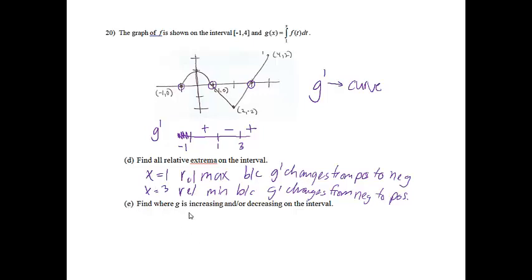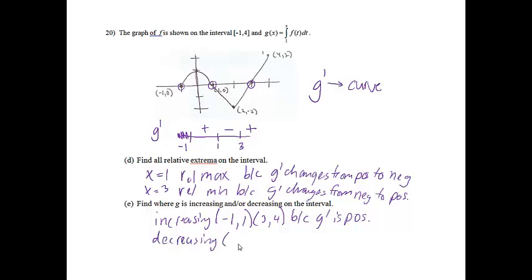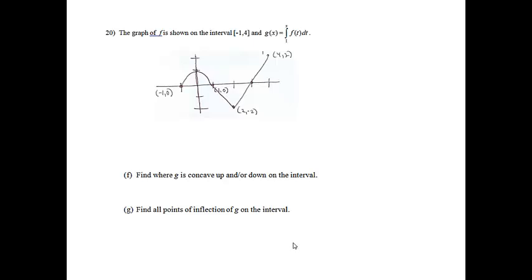Where's g increasing or decreasing? We basically can just look for where g prime is positive or negative. I can say g is increasing from -1 to 1, and then again from 3 to 4, and that's because g prime is positive. And then we could say that this function is decreasing from 1 to 3, and that is because g prime is negative.